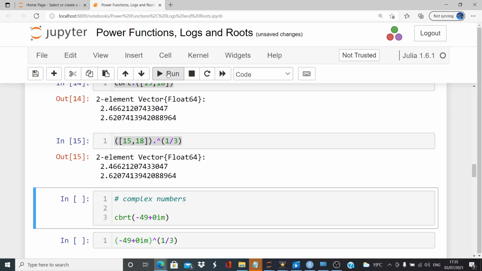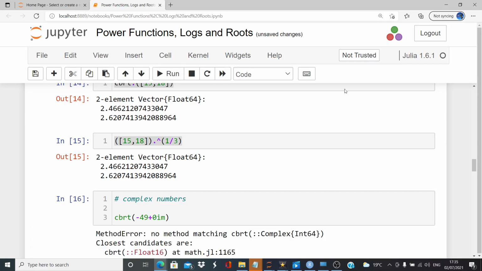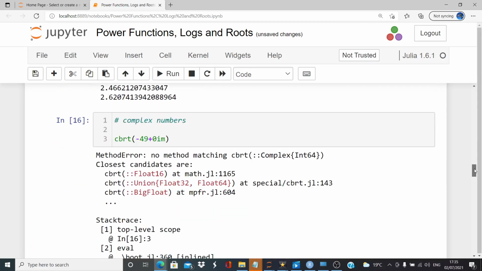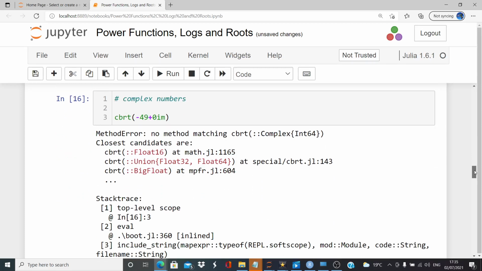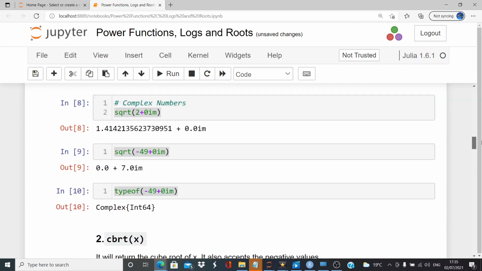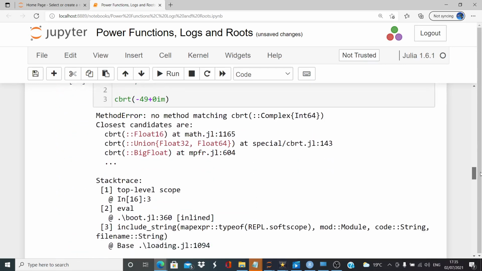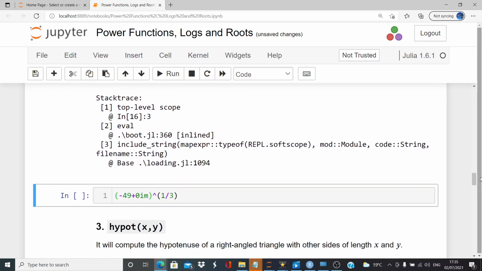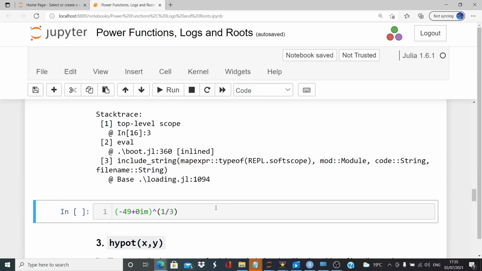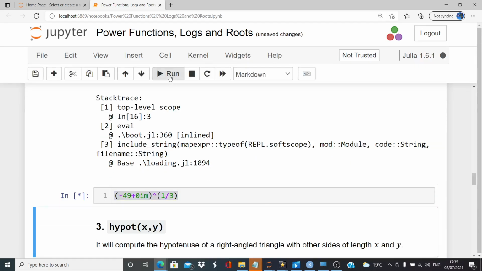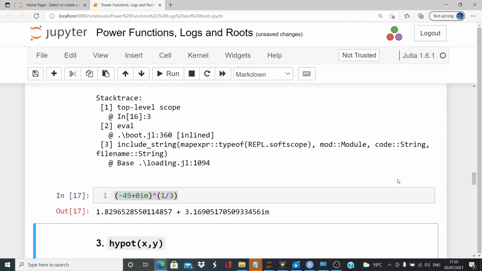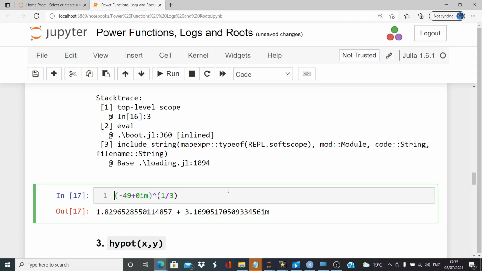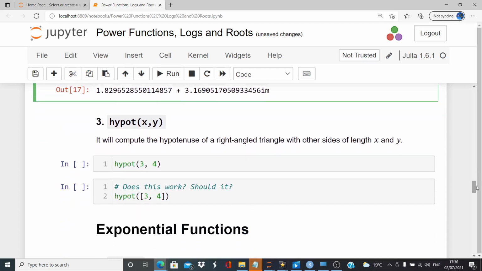Okay, and let's apply it to complex numbers. So we get an error here. That's interesting because we don't get it for square root. It worked fine for square root. Anyway, it's a case of paying a lot of attention to it, but this does work here, the power of 1/3. So that's why this approach is always useful to have, if necessary.